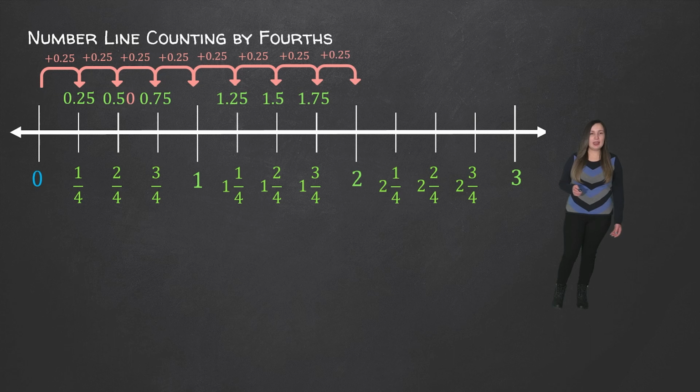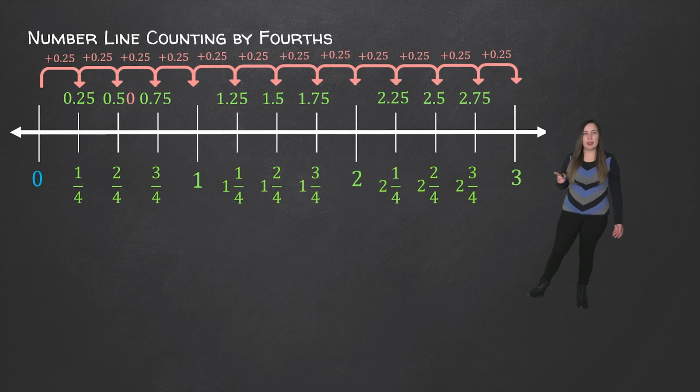If we add it again, we get 2. If we add it again, we get 2 and 25/100ths. If we add it again, we get 2 and 5/10ths. If we add it again, we get 2 and 75/100ths. And then if we add it one more time, we get 3.